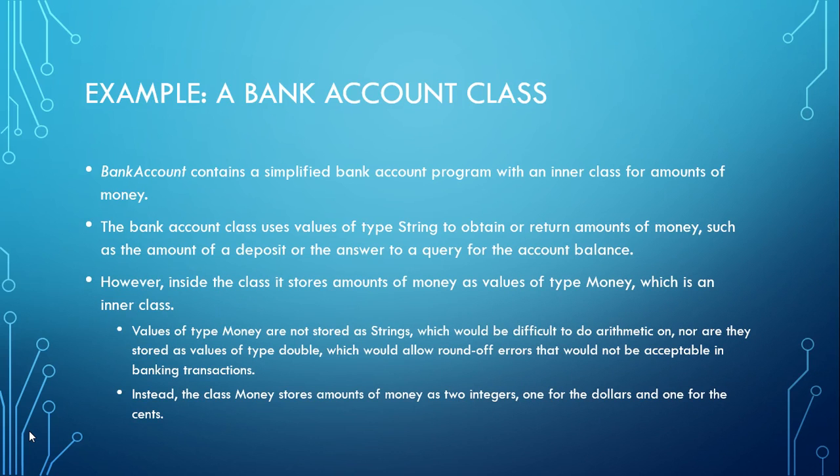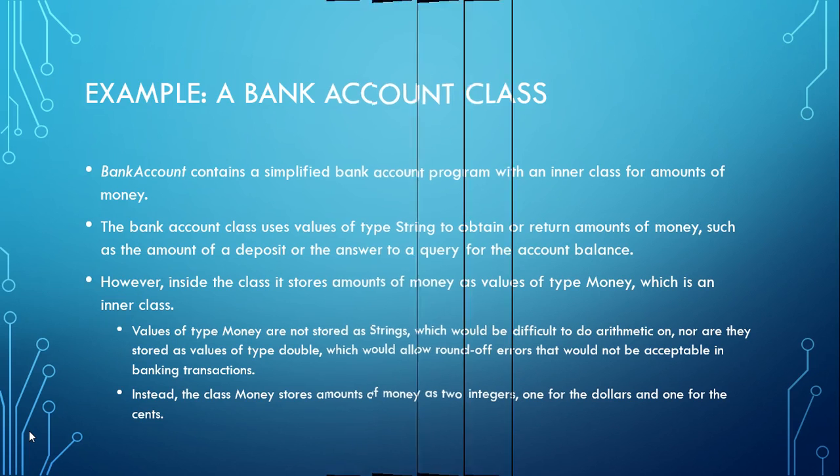Inside the class, it stores the amounts of money as type money, which is an inner class. Values of type money are not stored as strings, which of course would be difficult to do math on, nor are they stored as values of type double, which you can actually run into round off errors with, right? Which is unacceptable, making you want your numbers to be as accurate as possible. So, in order to deal with this, the money class stores the money as two integers, one for dollars and one for the cents.